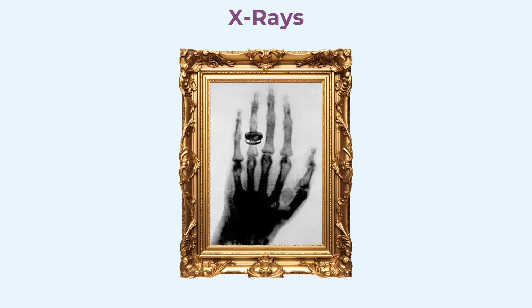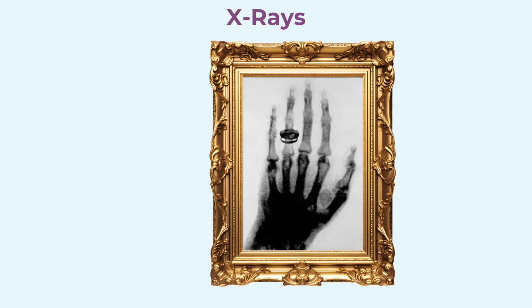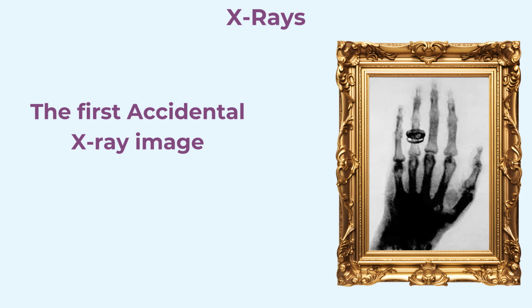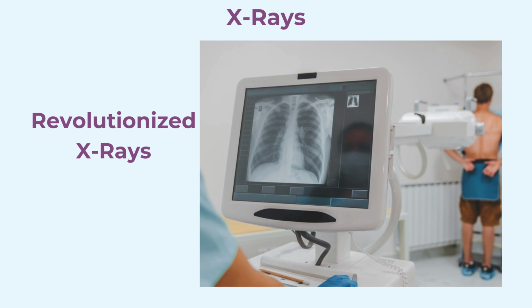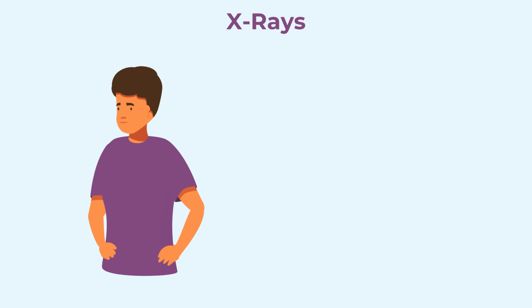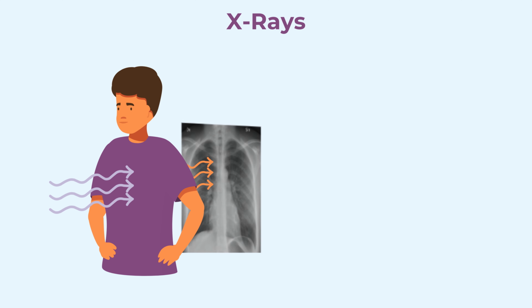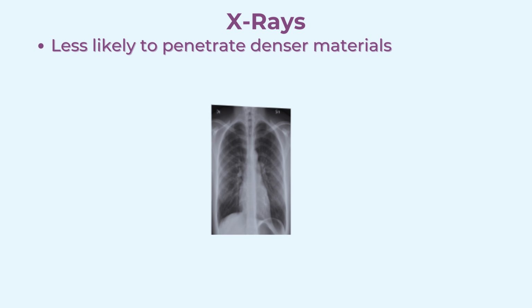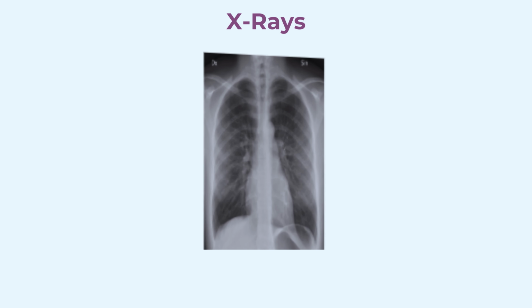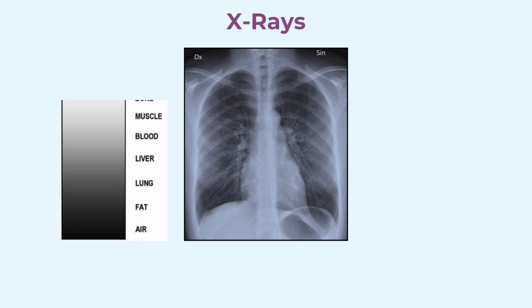Since the discovery of X-rays in 1875, these remarkable beams of photons have revolutionized medical diagnosis, allowing us to look inside the human body without making a single incision. You can think of X-rays as photos built from high-energy photons that pass through body tissues so that we can see what's going on inside the body. Just like visible light, X-rays are less likely to penetrate denser materials, such as bones or metal implants.